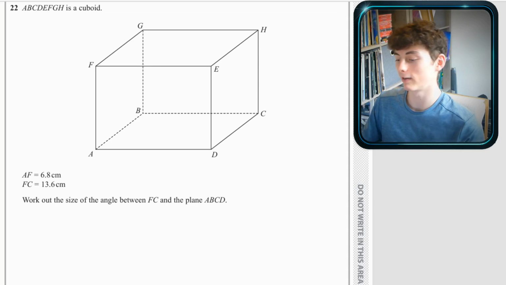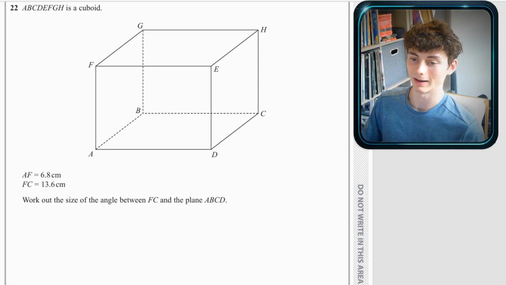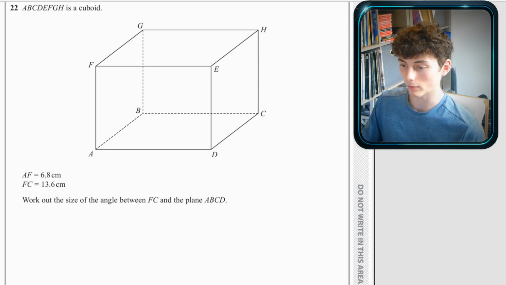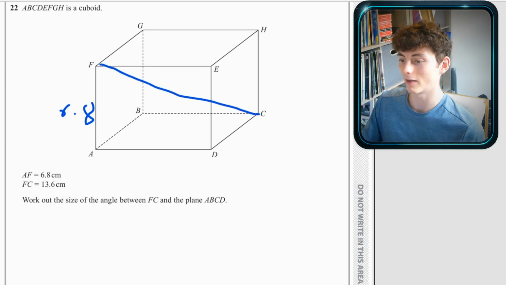Oh, these questions are really difficult. I know exactly what it wants, and I don't think I'll be able to do it anymore. I've forgotten all of this. Right, so AF is 6.8. Let's put that on there anyway. And F to C, so that diagonal line there, is 13.6.